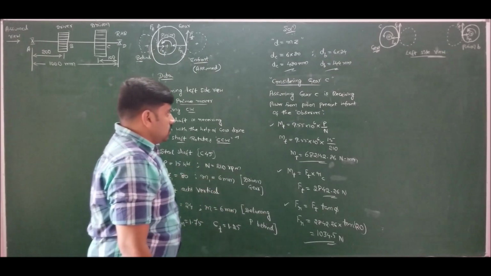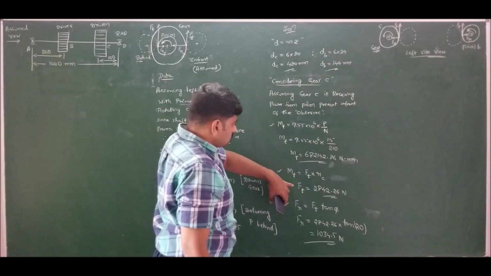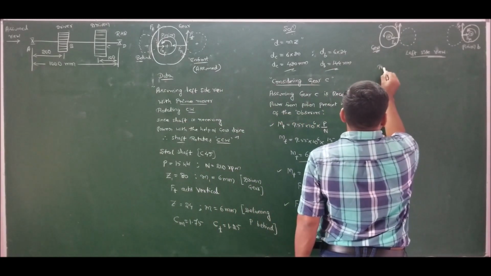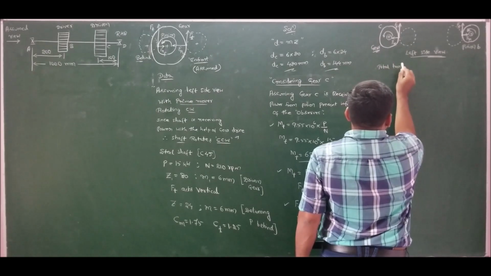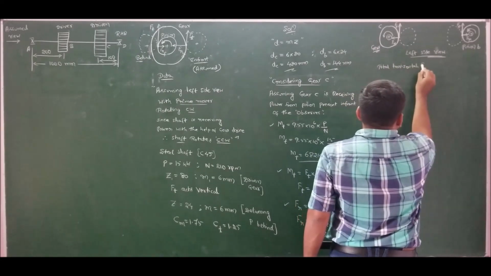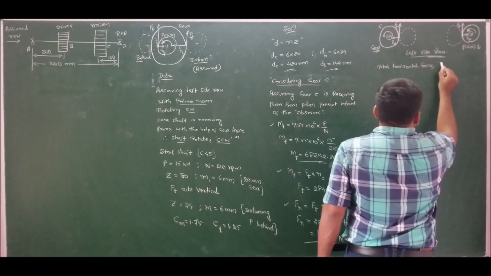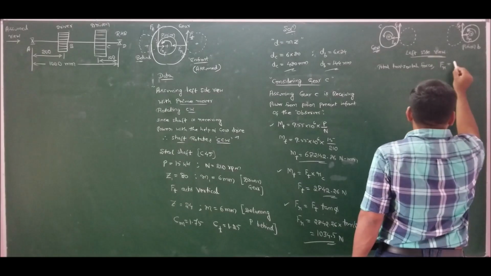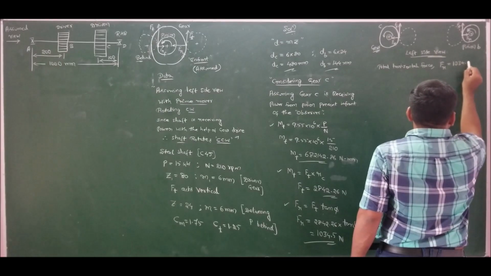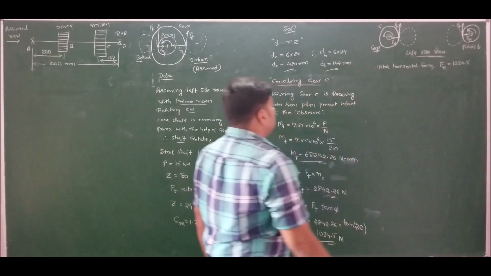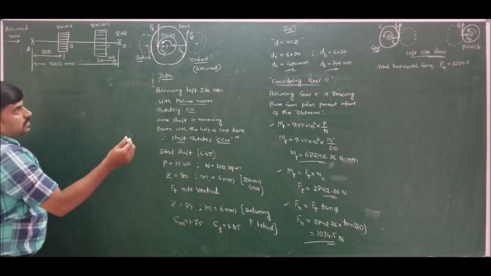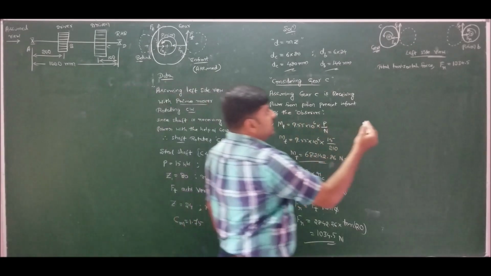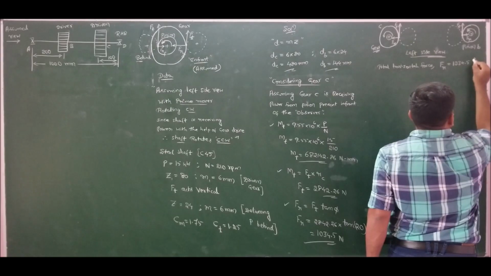So total horizontal force from gear C is just Fr, which is 1034.5. Coming for the direction, if you observe for gear, Fr is acting towards the observer, so therefore I will mark it vertically upwards in the horizontal load diagram.